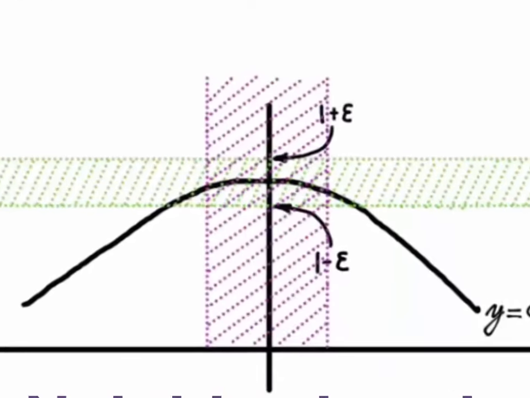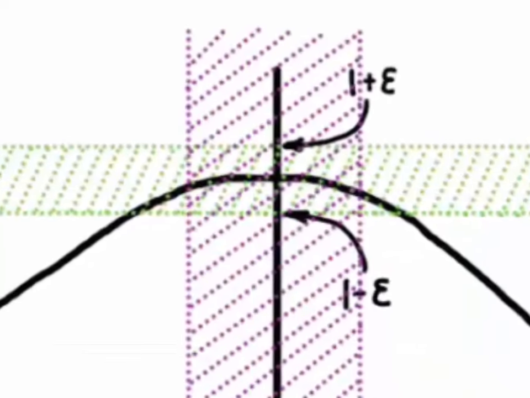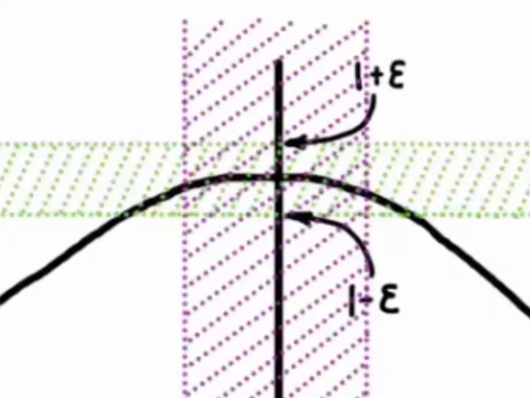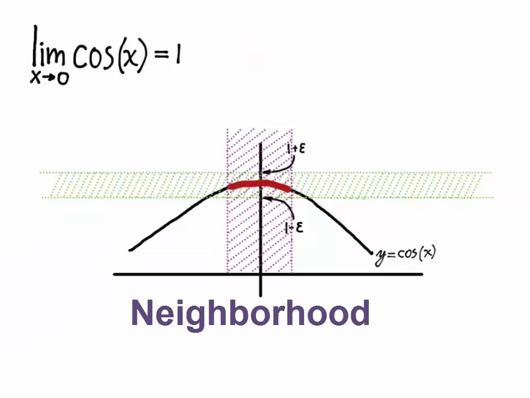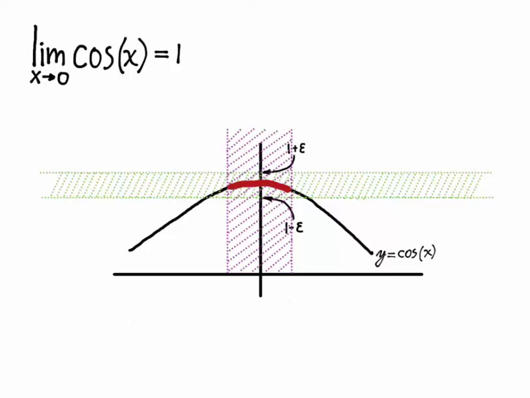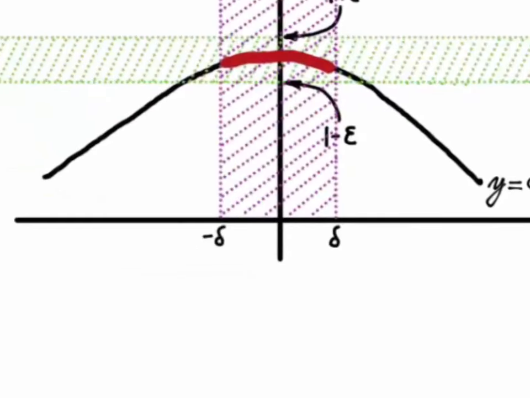And you can see that in that neighborhood, if we restrict ourselves to looking only in that neighborhood, all of the y coordinates of the curve, which I'm showing you in red, fall squarely inside the envelope. So this limit statement means that for any arbitrarily small envelope, green envelope, there exists some neighborhood, the purple neighborhood, that keeps the curve inside the envelope everywhere in the neighborhood. And the neighborhood is characterized by a number that we call delta.